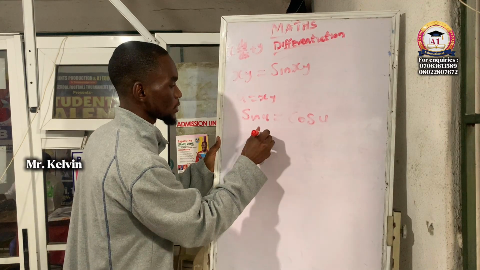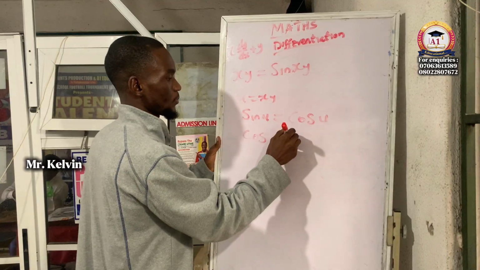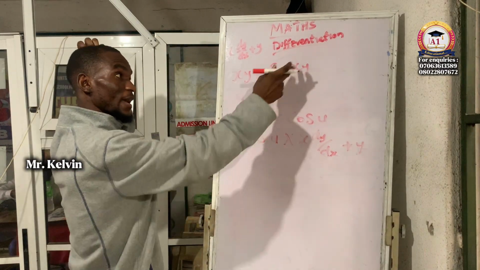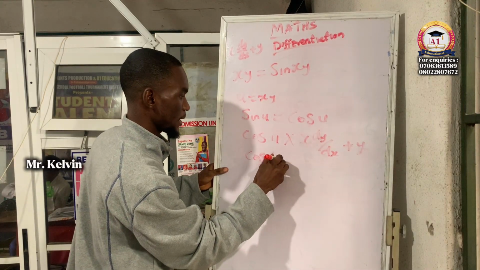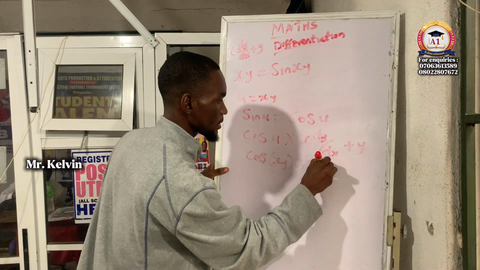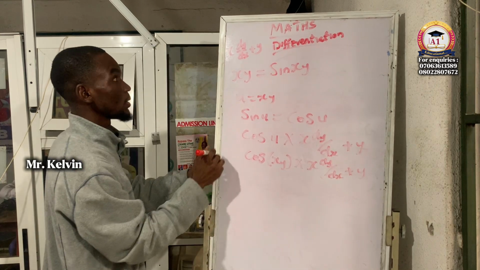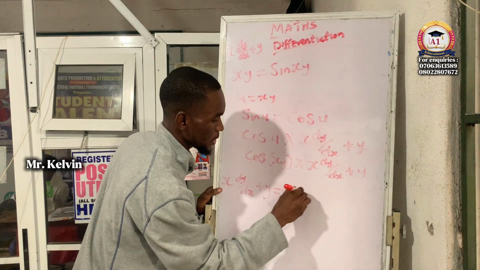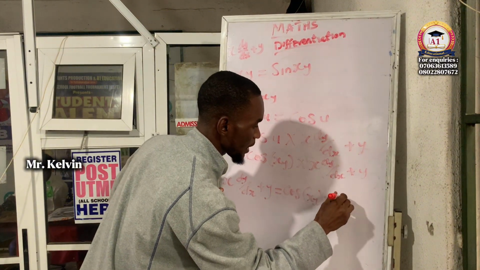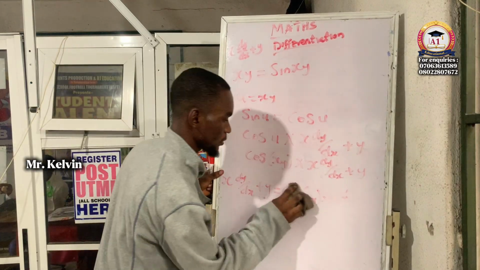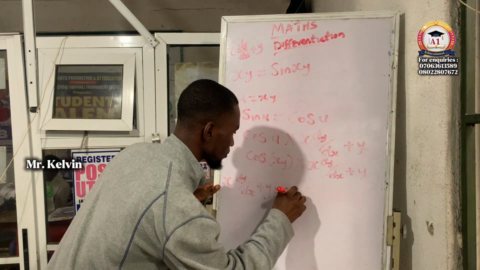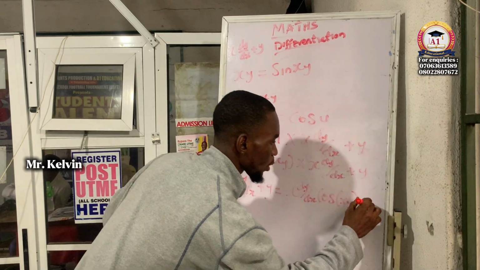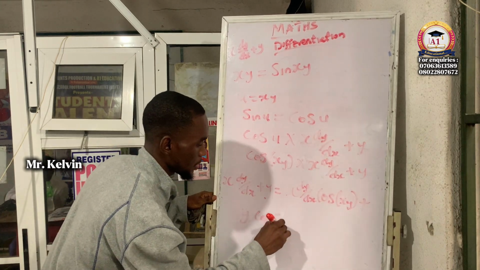So this will give us cos u times x dy/dx plus y, where our u is xy. Now on the left hand side we have x dy/dx plus y, which equals cos(xy) times x dy/dx plus y. Let's just write it out: x dy/dx cos(xy) plus y cos(xy).